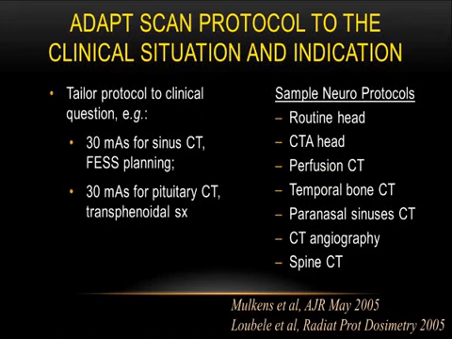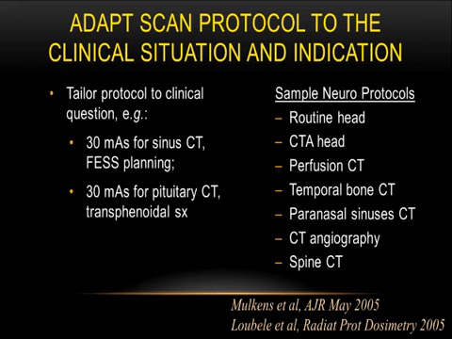Okay, so I've got to go a little bit faster here. So adapt scan protocols to the clinical situation and indication. You can tailor the protocol. So if you're looking for sinus CT for functional endoscopic sinus surgery, you can really reduce the mA to a very small value. The same thing with pituitary CT. Before every pituitary resection, we do this protocol where it's thin slices, tailored so that it can be loaded into the stealth station so the surgeon has guidance to where the bony anatomy is. Very low mA is appropriate.